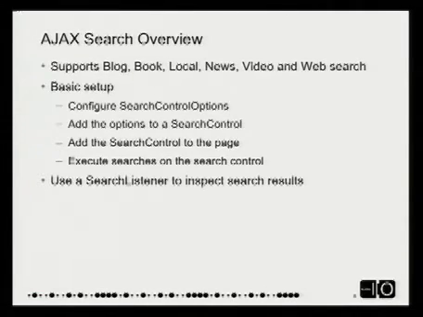Basically, have any of you used the JavaScript Ajax Search API at all? Okay. All right. Basically, you have options. You configure the options, and you create the search control. You add it to your page, and then you can start executing requests against it.